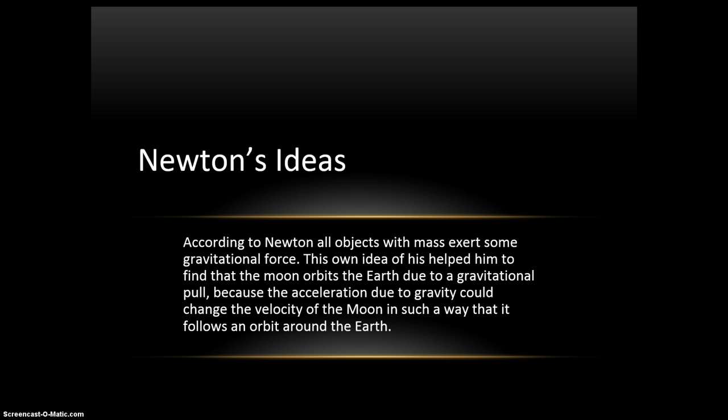Now, to branch off the idea of everything having mass exerting gravitational force, you could use the example of the moon and the earth, because due to its acceleration and gravitational pull, the moon is orbiting around the earth constantly.